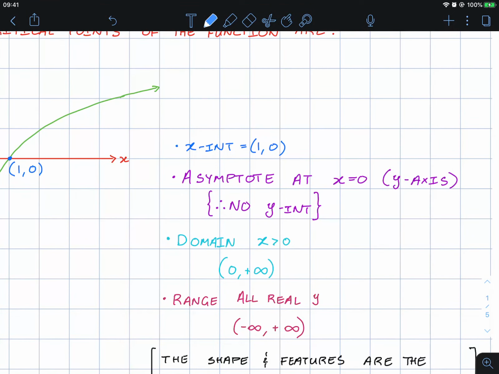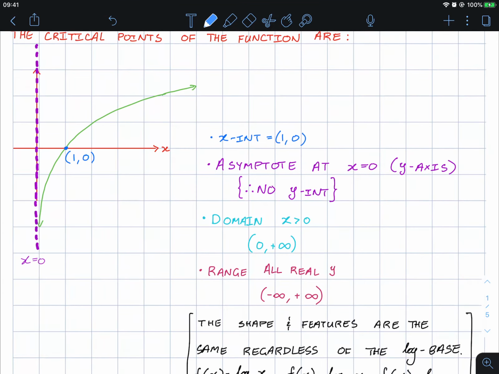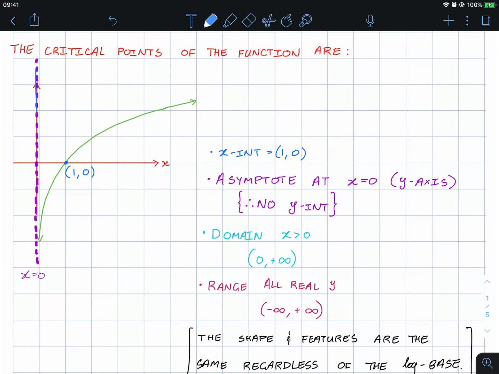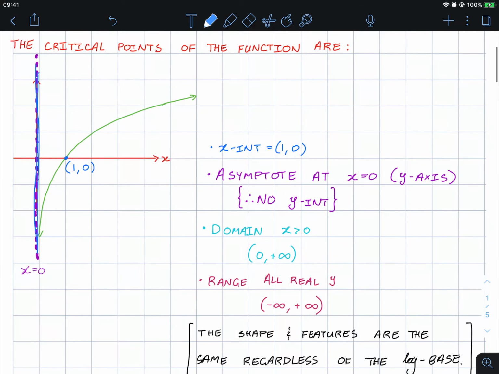The asymptote is at x equals 0, which is also the y-axis, which means there is no y-intercept. As a result of this as well, the domain is x greater than 0, or we can say from 0 to positive infinity, not including 0.